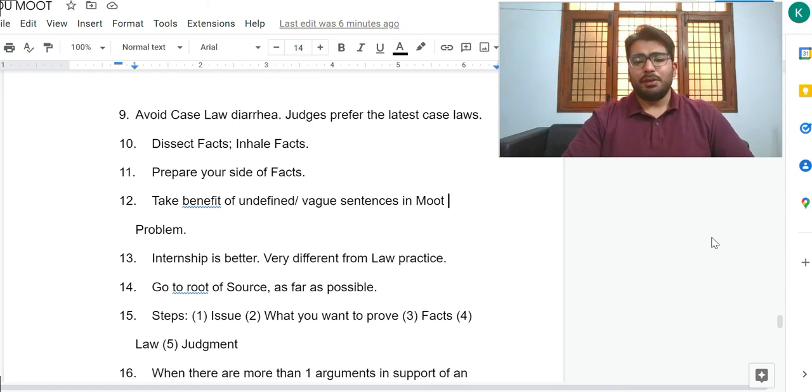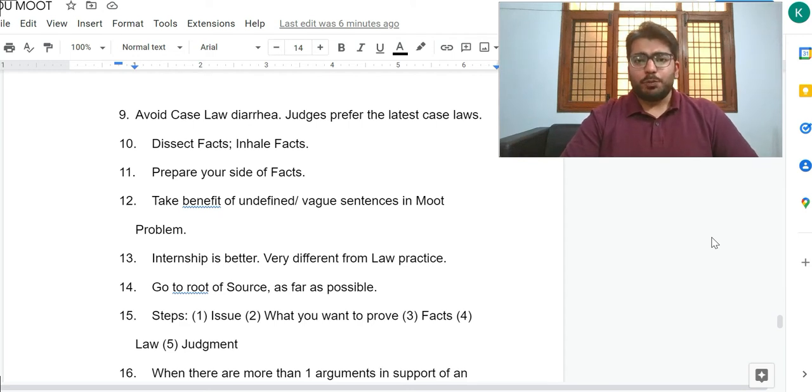But still, okay, coming back to that, my next suggestion is always go to the root of the source as far as possible. What I mean by that is, whenever you quote anything in any moot competition, be it an article or a judgment or anything else, there are certain circumstances where an article is quoted within an article or a judgment is quoted within a judgment, and so forth.